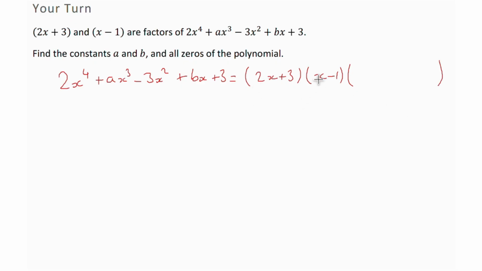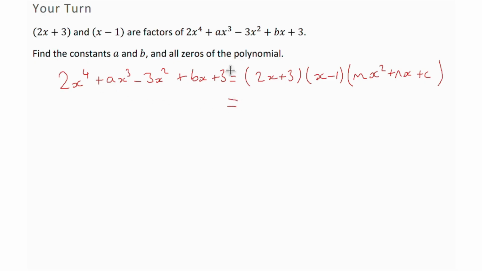Given that when we multiply these two, we're going to get a quadratic, and this is a quartic, this one is going to have to be a quadratic as well. Let's call it like that. Now, I can't use a and b because I've already used a and b here, so let's call this m and this one n instead.